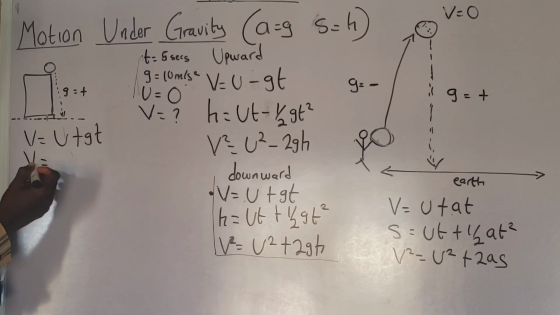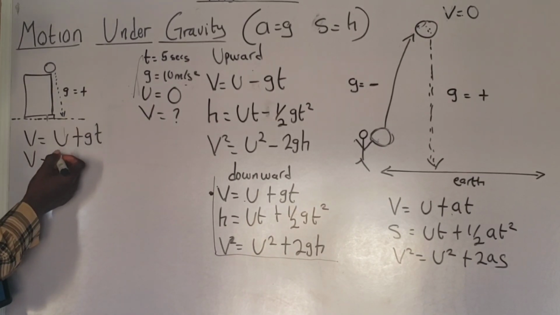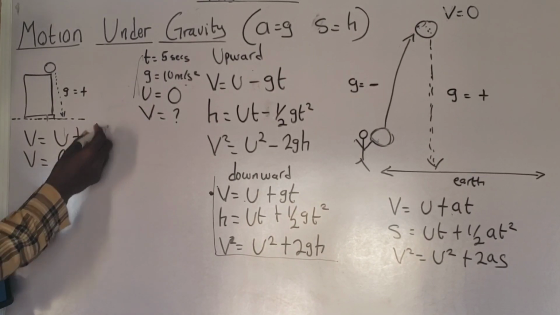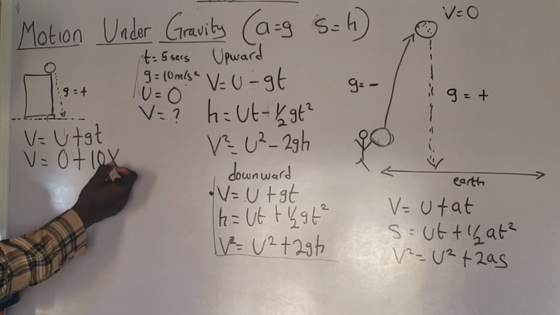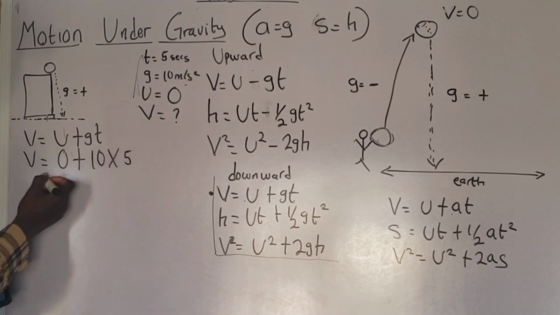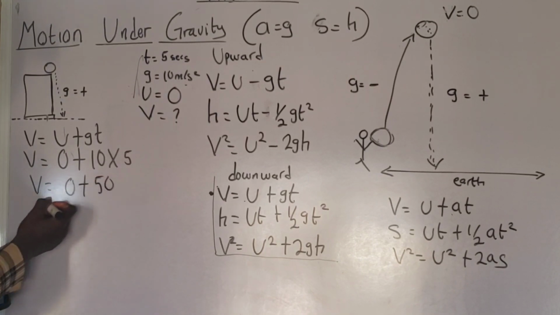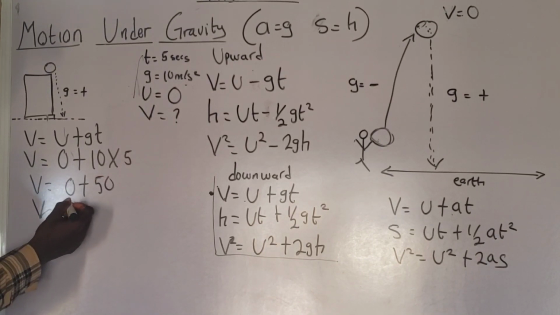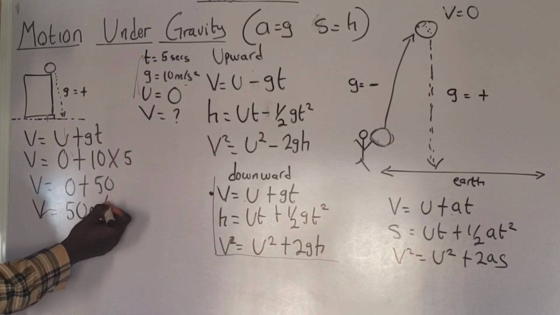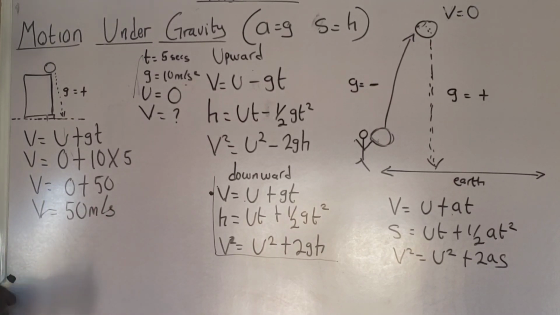V, which is the final velocity that we are looking for, equals u, which is 0, plus gt. g is 10, multiplied by time. t is 5. So v equals 0 plus 50. So v equals 50 meters per second. Hence, the final velocity of the ball after 5 seconds is 50 meters per second. Do you understand?